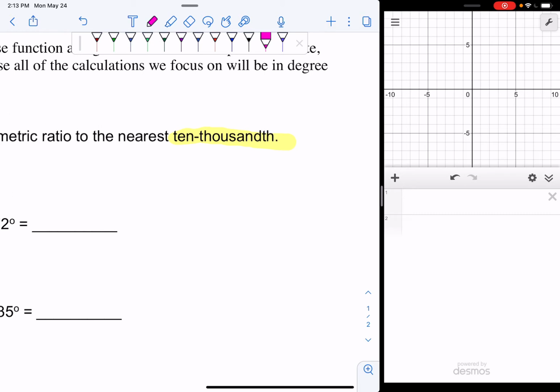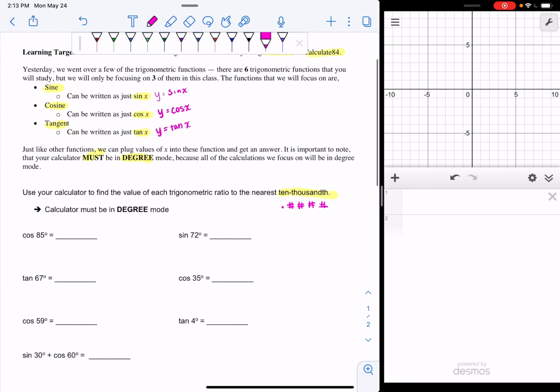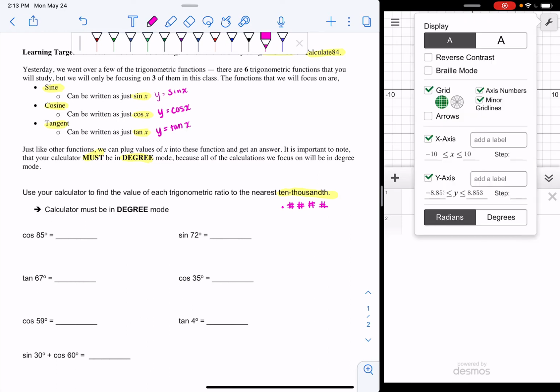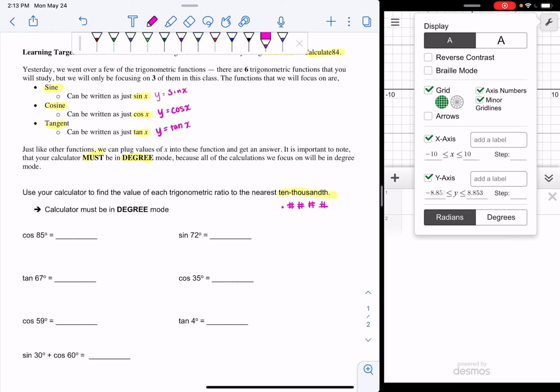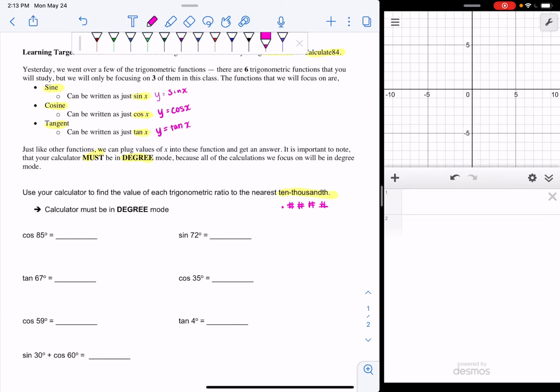Let's look. This is your 10th, this is your 100th, this is your 1,000th, and this is your 10,000th. So I want to go out 4 numbers after my decimal. But note, your calculator must be in degree mode. To put your calculator in degree mode, click on the wrench on the top right of your Desmos. Right now my calculator is in radian mode. I'm going to change it to degrees by clicking on degree. Now my calculator's in degree mode.